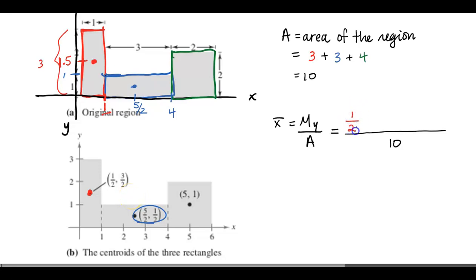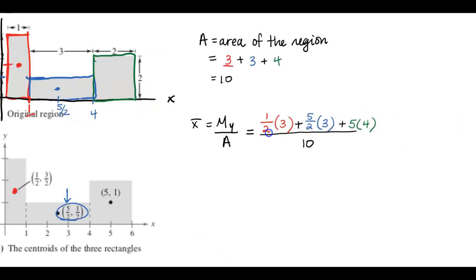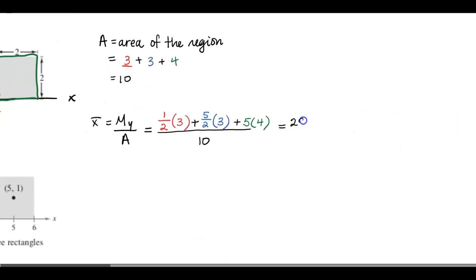We take the x-coordinate of that centroid. Since we're working with the moment about the y-axis, we're taking x-coordinates of that centroid, and we multiply it by the area of that red region. So this 3 right there, the area of just the red region. Then we'll add and move on to the blue region. We take the x-coordinate from that centroid, which is 5/2, and we multiply it by the area of the blue region, which is 3. And then finally, we take the x-coordinate of the centroid from the green region, which is 5, and we multiply it by the area of the green region, which is 4. Putting all this together gives us 29/10. So I know the x-coordinate of the centroid for the entire region is 2.9.